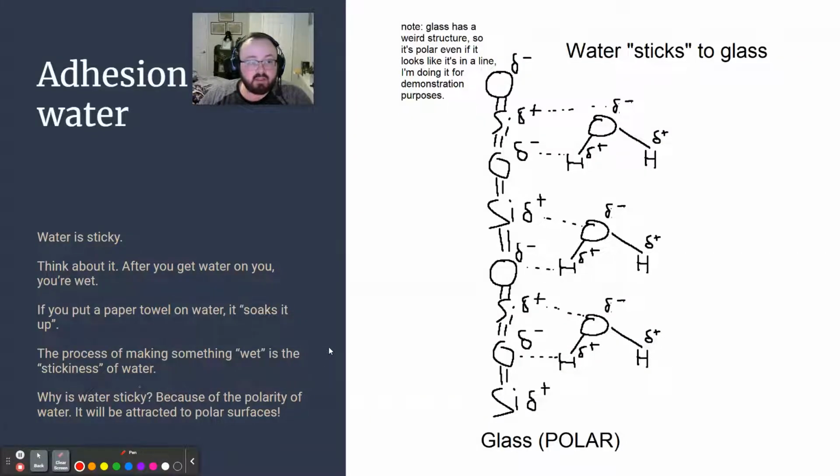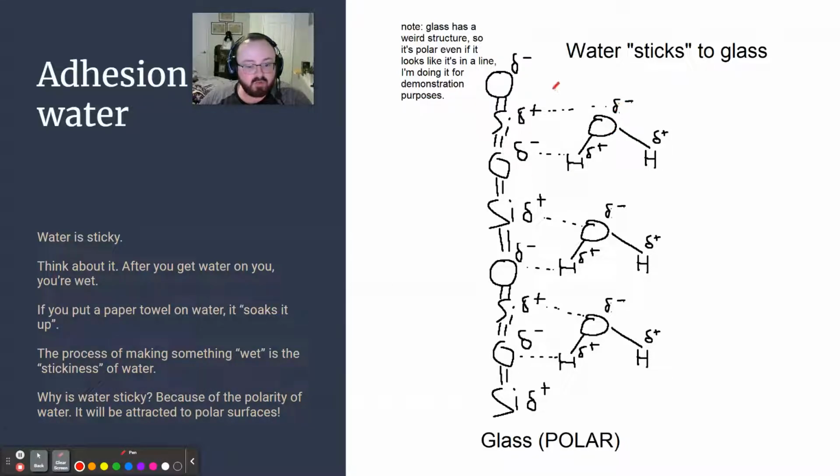The first thing we need to talk about is water's adhesion. Water gets things wet. Like your hair, if you go outside when you shower, it's still wet. A piece of paper is wet when you put water on it, because water is sticky because of its polarity.